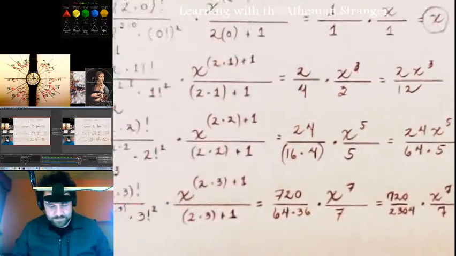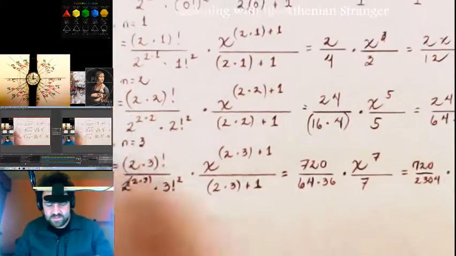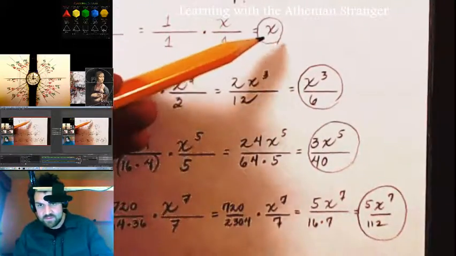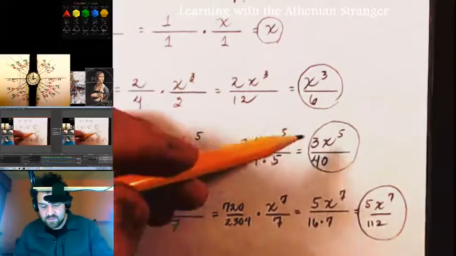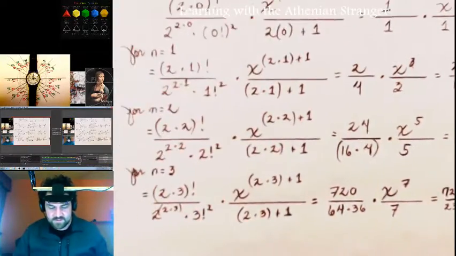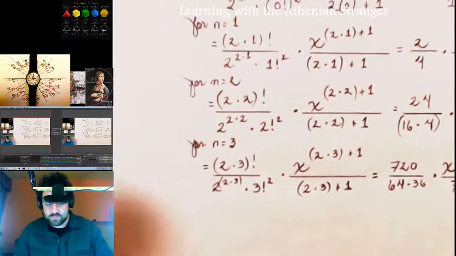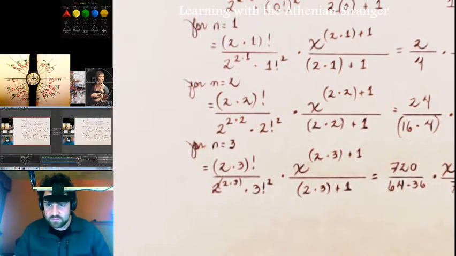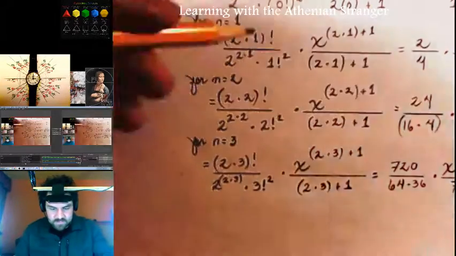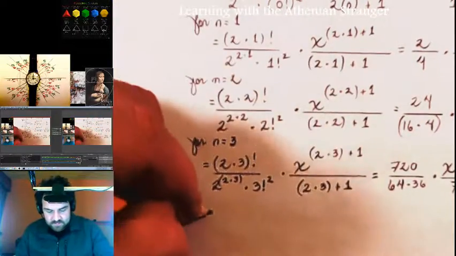All right? So let's now write out what we're going to do: x plus x cubed over 6 plus 3x to the 5th over 40 plus 5x to the 7th over 112. That's going to be our formula that we're going to use to plug in values and evaluate the arcsin for the half of our Great Pyramid, our Kepler triangle, our golden triangle, and find the angle.